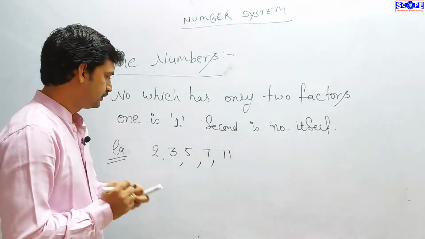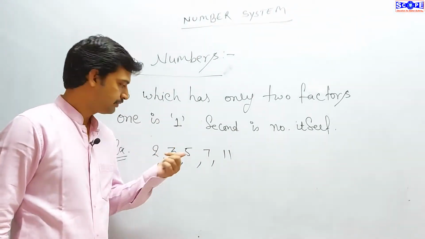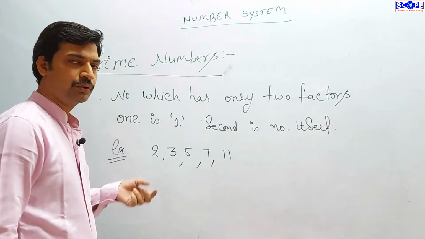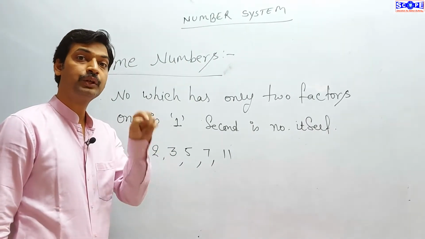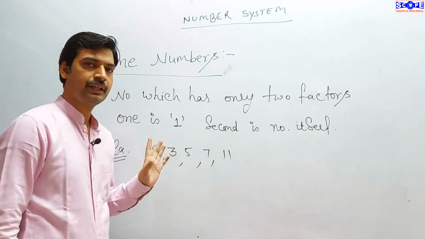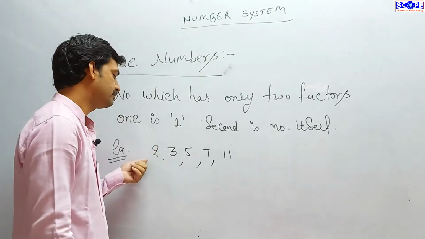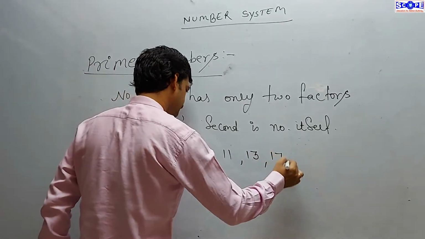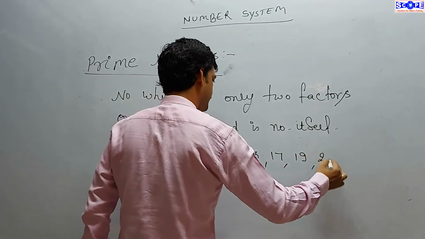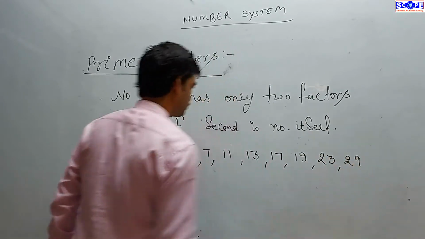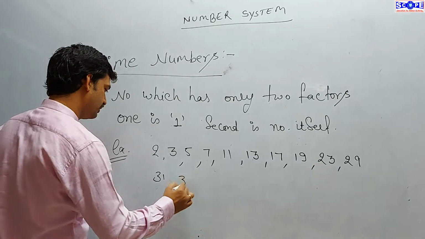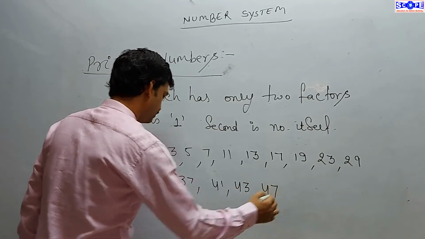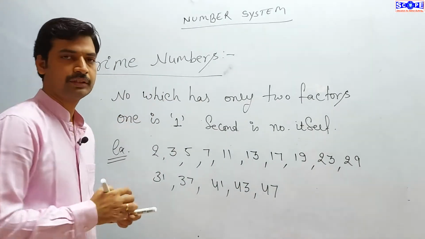Now check out the examples. 3 is divisible by 1 and 3 only. 5 is divisible by 1 and 5 only. We have not included 4 because 4 is divisible by 1, 4 and 2 also. There are more than 2 factors. That's why 4 is not prime. So prime numbers are 2, 3, 5, 7, 11, 13, 17, 19, 23, 29, 31, 37, 41, 43 and 47. These are the prime numbers till 50.